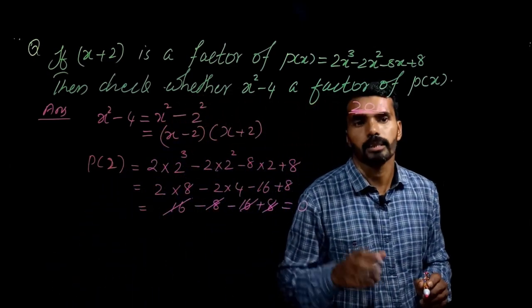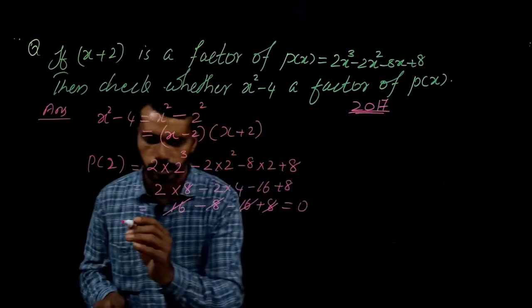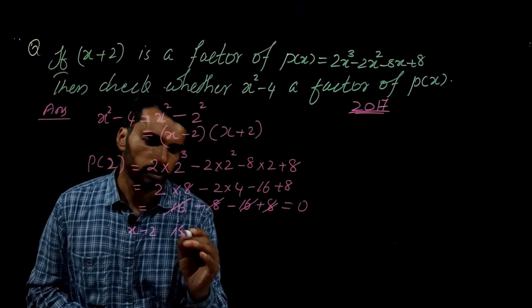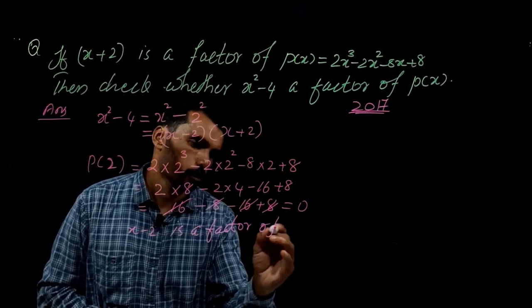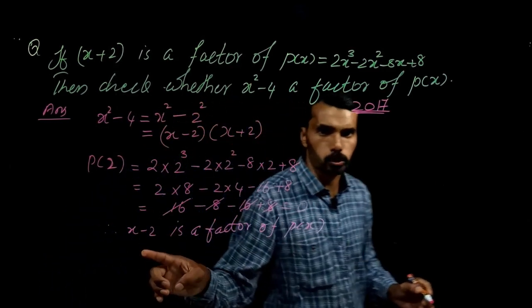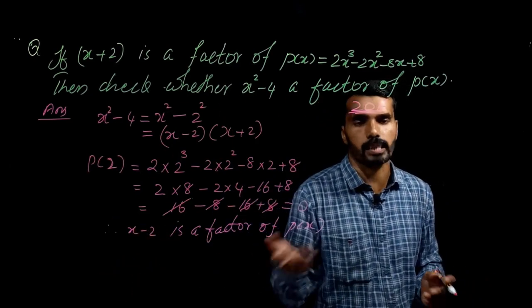What does it mean? It means x minus 2 is a factor. Therefore, x minus 2 is a factor of P of x.